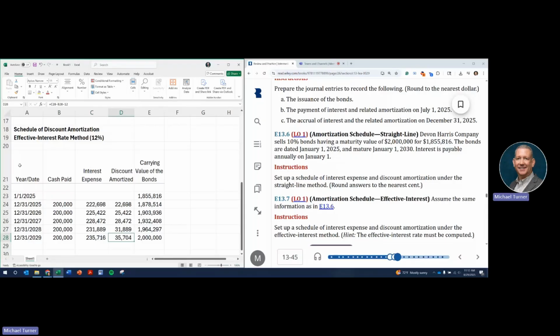All right, so we double check. It says set up a schedule of interest expense and discount amortization under the effective interest method. We've done that, and we've based it on the effective interest rate method. So at this point, this does conclude the example to work a bond amortization when the effective interest rate is unknown and must be estimated.